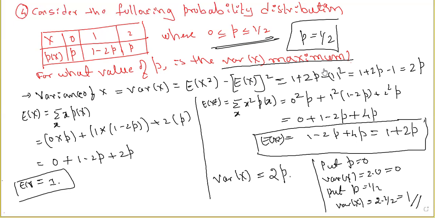This kind of example they usually ask in various competitive exams. Before moving on, does anybody have any doubt regarding this example? Indirectly, they are simply asking what will be the mean and variance of this distribution. So I hope this example is clear. Next, we go for one theorem.